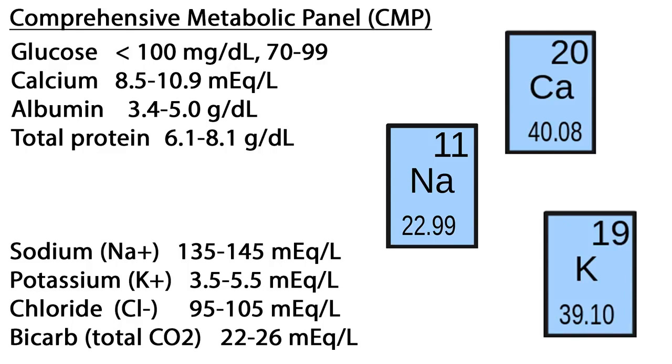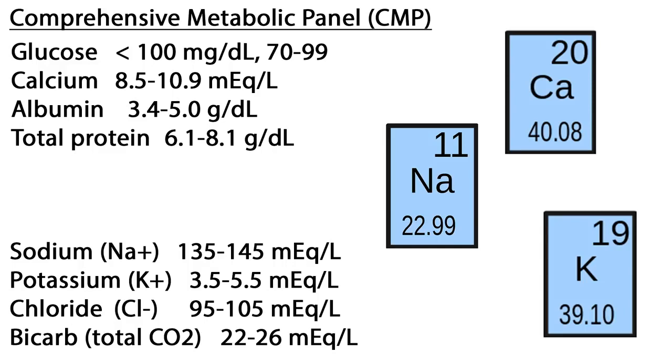Total protein provides general information about a person's nutritional status and conditions involving major organs, such as the kidney and liver. Normal range is 6.1 to 8.1 grams per deciliter. Electrolytes in the CMP include sodium, potassium, total CO2 or bicarbonate, and chloride. Electrolyte measurements help investigate conditions that cause electrolyte imbalances, such as dehydration, kidney disease, lung diseases, or heart conditions.